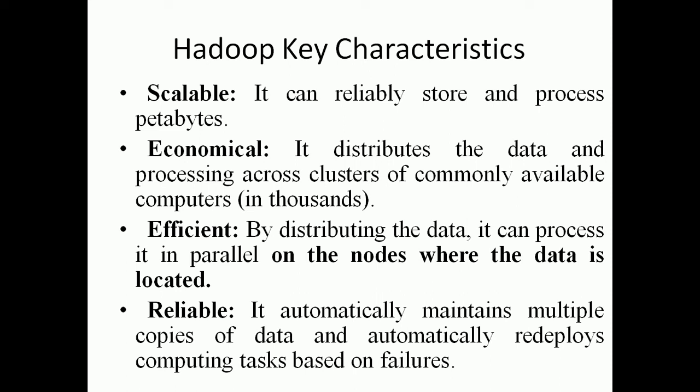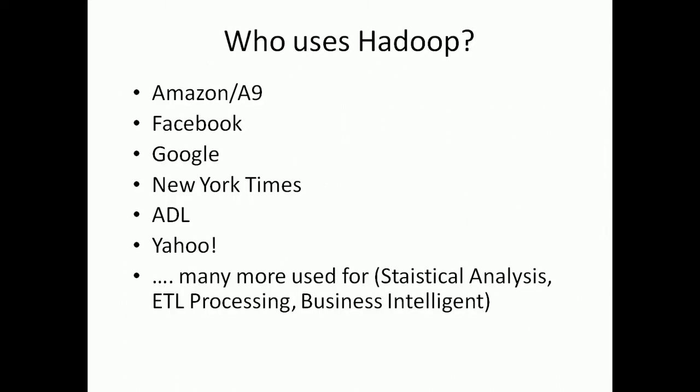That means even though it is cheaper hardware, there might sometimes be chances of a unit failing, but the data is in a replicated format, so instead of the failed unit you get the same data from another node. So these are the key characteristics of Hadoop technology.